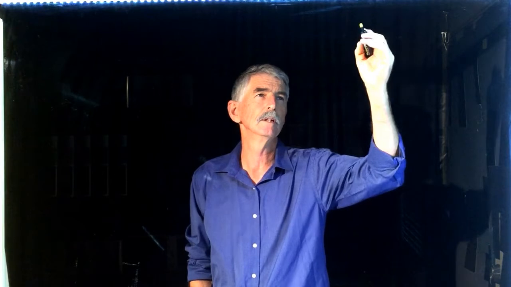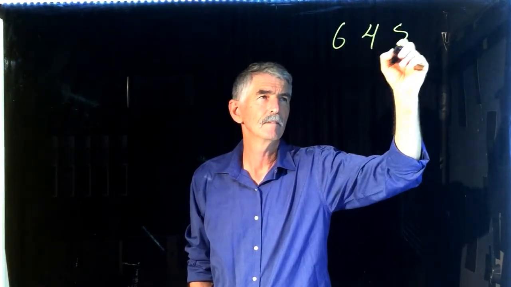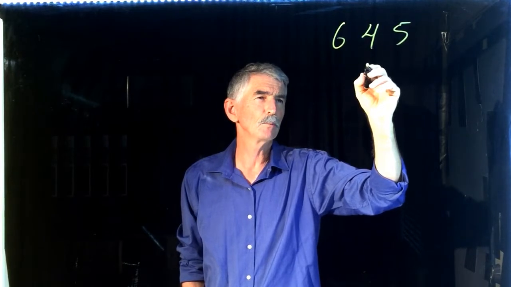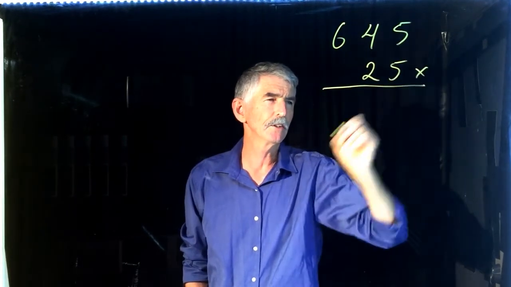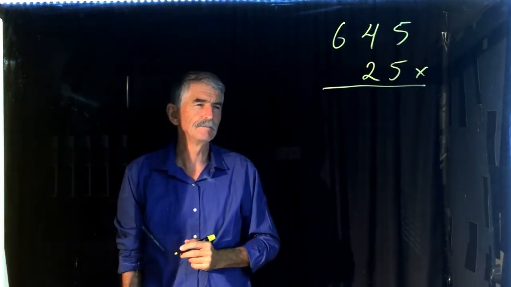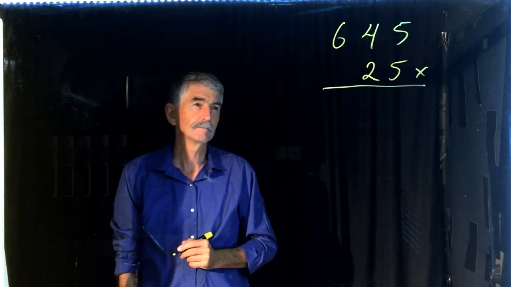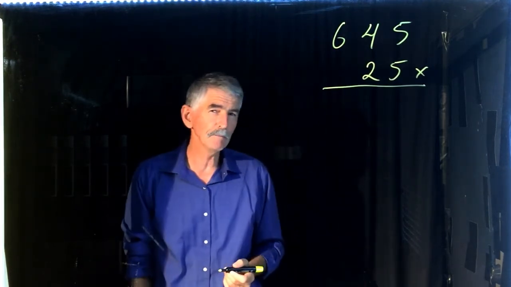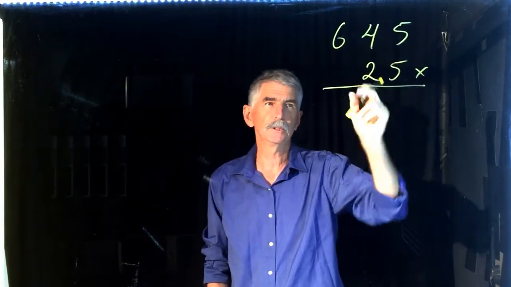Alright, so now that you've had a go at that, ladies and gentlemen, how about you have a go at this one on your own? 645 multiplied by 25. We'll rule a line underneath that neatly with your ruler. We pause it here and you can go to it. Right, so now that we're back again, we're going to multiply by 5 ones and then we're going to multiply by 2 tens.